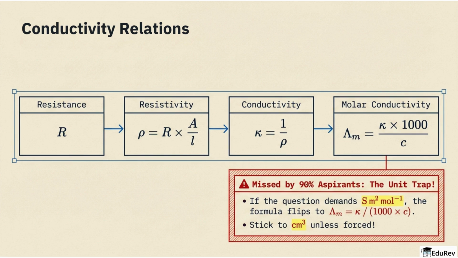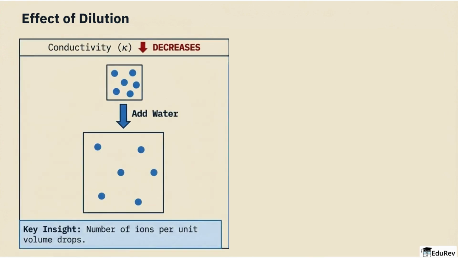The important trap is the unit system. If the question demands Siemens meter squared per mole, the formula changes accordingly. In exam work, the safest habit is to stick with cubic centimeters per centimeter units unless the question forces SI conversion. Dilution changes the two conductivity measures in opposite ways.